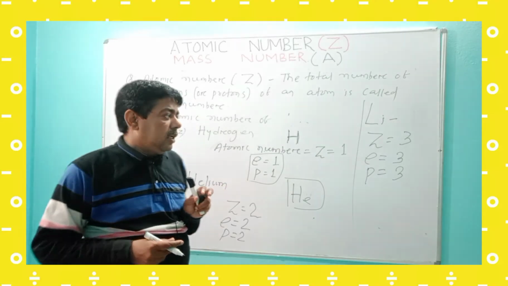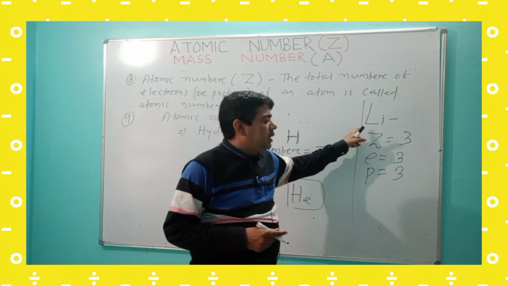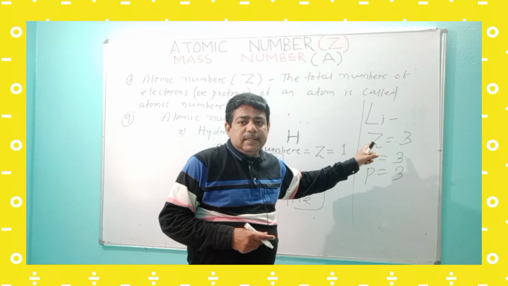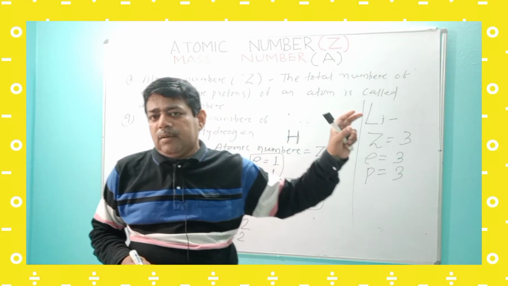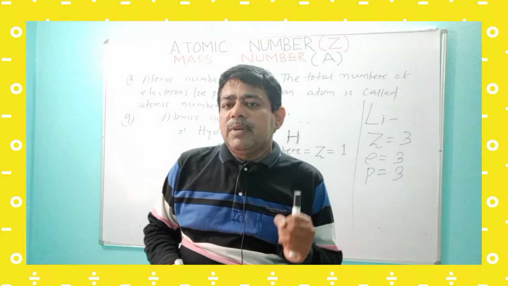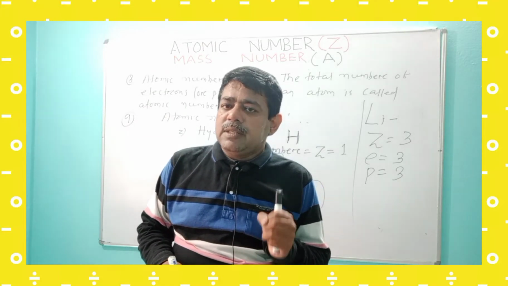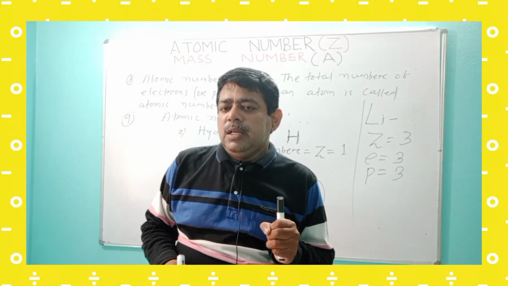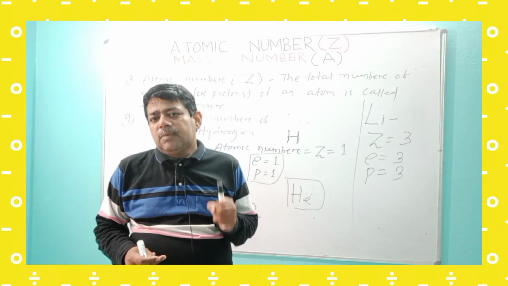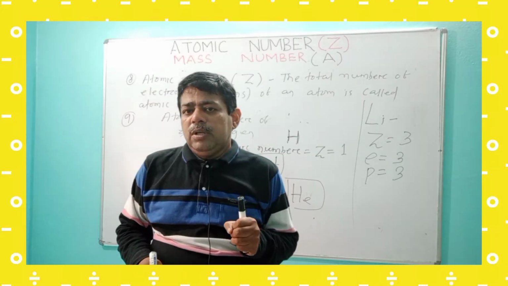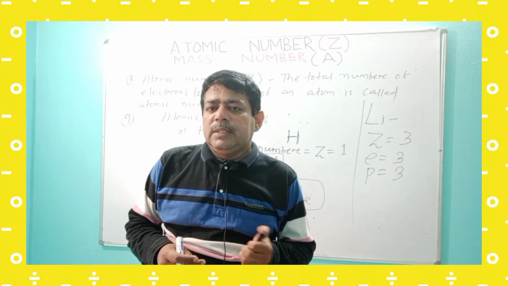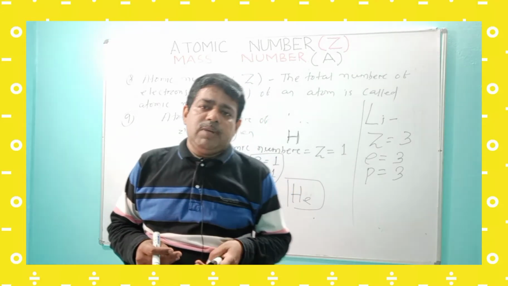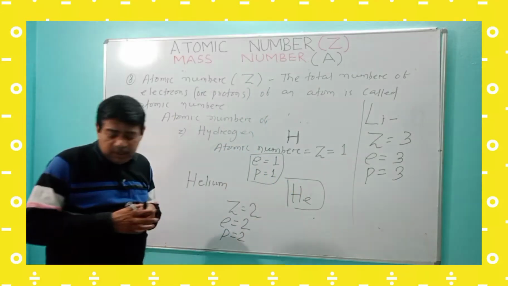So the atomic number of lithium is 3. It means in every case, wherever you take a lithium atom, you will find the number of electrons is 3 and the number of protons is also 3. It means the atomic number of lithium is a constant value. So generally, the atomic number of an element has a constant, fixed value. This is the idea of atomic numbers.